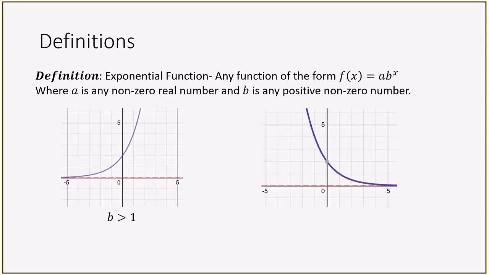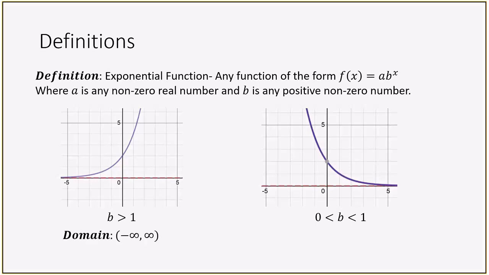Now, if b is less than 1, and it still has to be greater than 0, so if b is a fraction, 0.5, 0.25, 1/8, something like that, it's the exact same graph, just going the opposite direction. Those tend to be things that decay. We talk about half-life of compounds and stuff like that when we're thinking of b being less than 1.